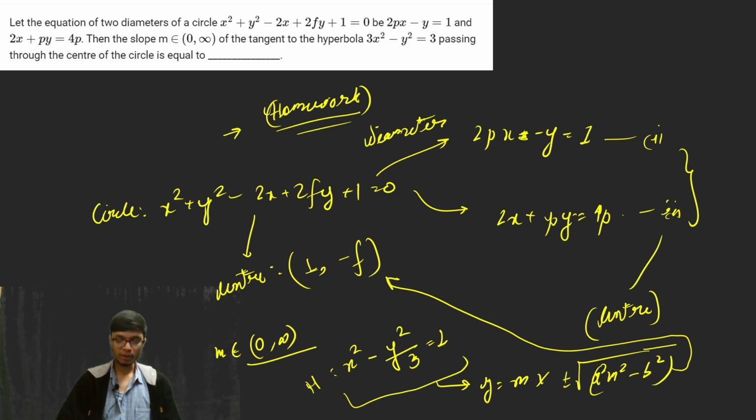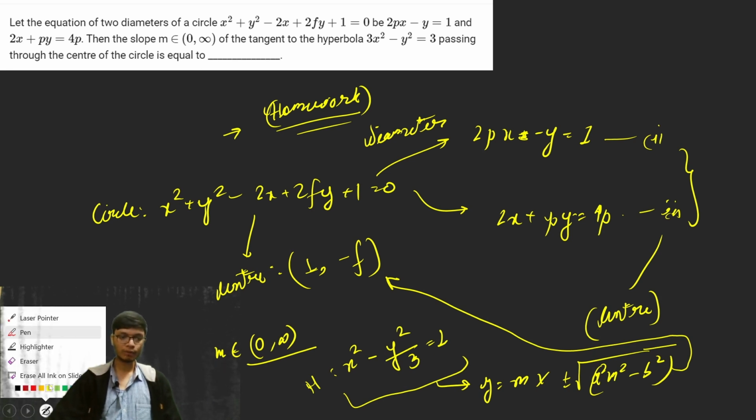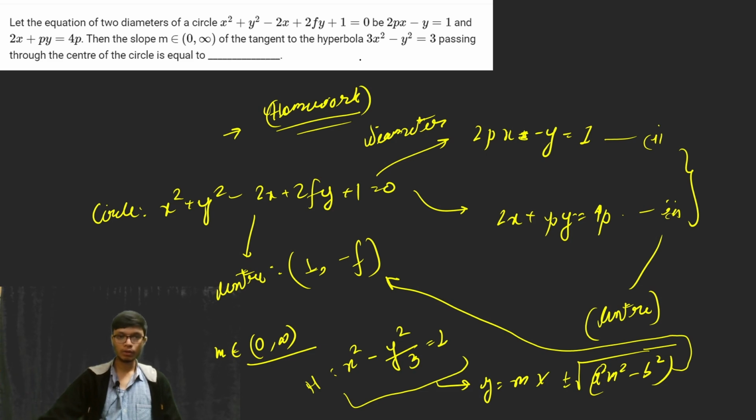Since it is saying that the tangent passes through the center of the circle, you get the circle center by solving this, and then since the tangent passes through the center, you basically get the value of m. You need to report the slope of the tangent, so what will be the value of m? That is basically what the problem is asking.